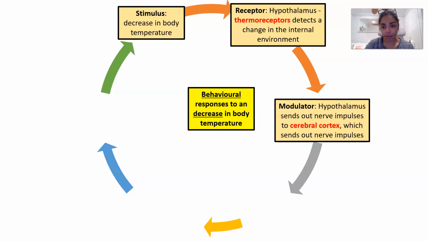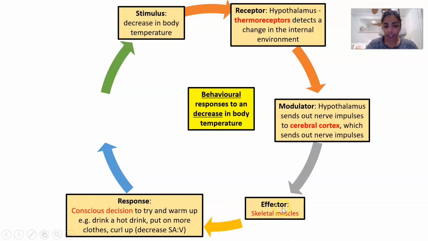The modulator, again, is the hypothalamus, and this sends impulses to the cerebral cortex for conscious decision making, and this is carried out by the effectors. So remembering, effectors are always muscles or glands. This time we are looking at skeletal muscle because this response or this effector is driven by the cerebral cortex, the conscious decision-making part of the brain.